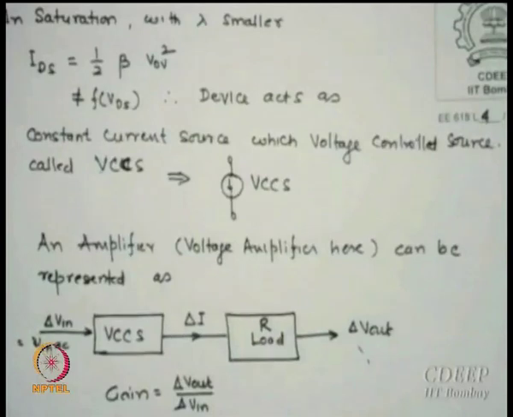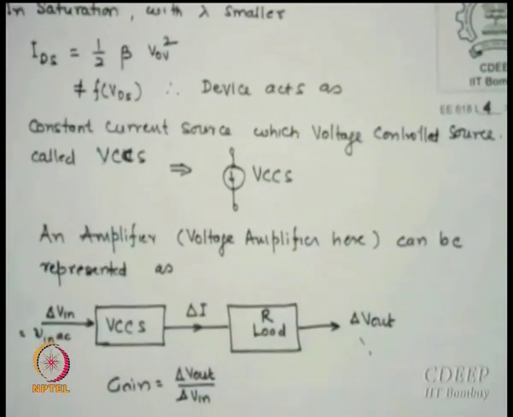We were looking for MOS amplifiers and we still wish to model the MOS transistor. Last time I drew some figures. One of them I said that in saturation the IDS, which is the drain to source current, is equal to half beta VOV square, which shows as if it is not a function of VDS. And we later showed that it is a function of VDS through a lambda term.